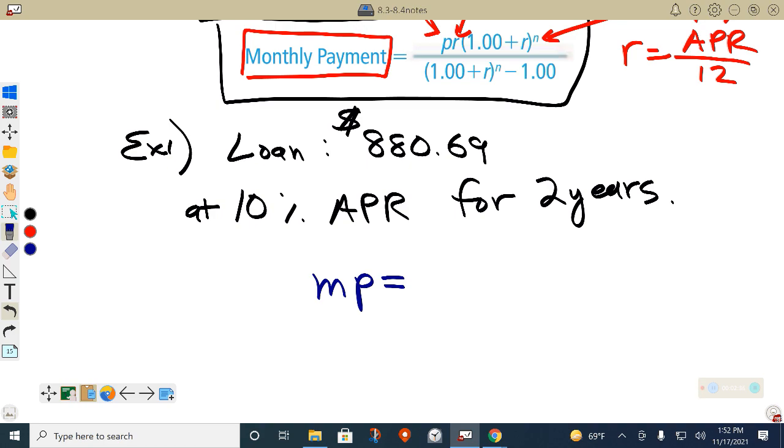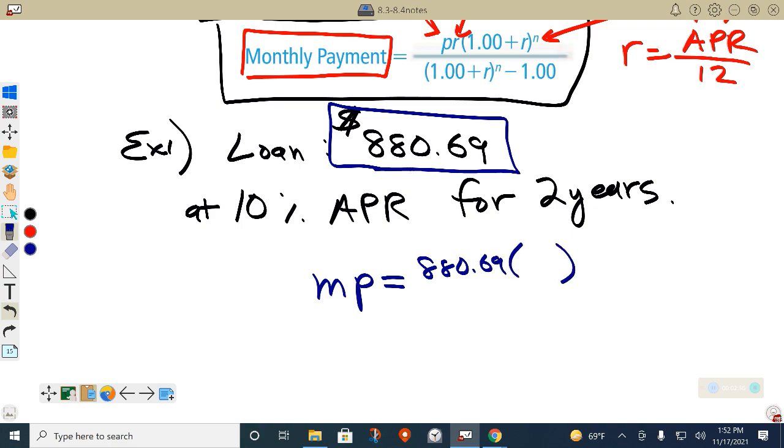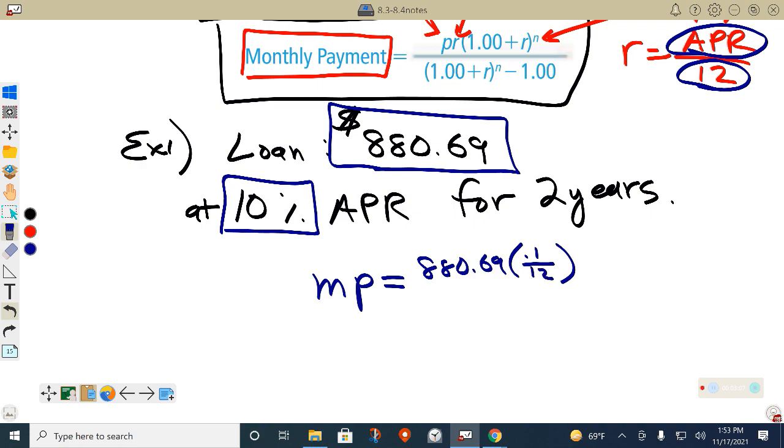P times R. Principal is, T-Mobile's giving him that. They're loaning him $880.69. That's my P. 880.69 times the rate. That's the annual percentage rate divided by 12 months a year. So let's see. The APR is 10%. How do you write 10% as a pure decimal? 0.1. Divided by 12. Look at, there's your rate.